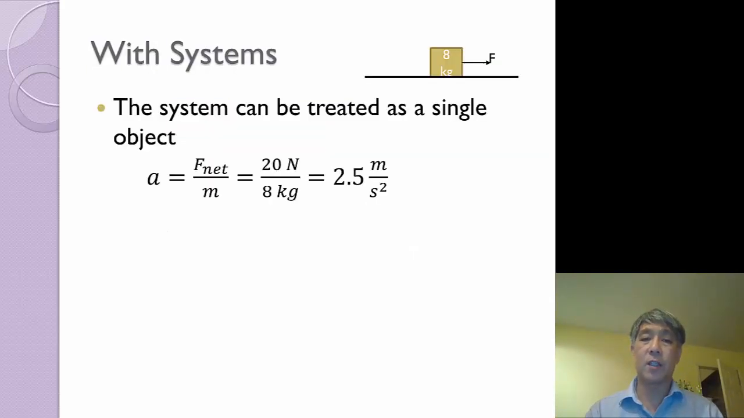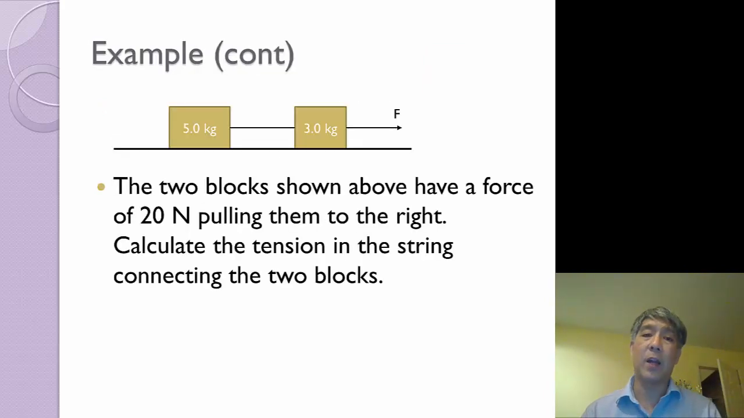So I'm going to treat it as a system. Here I take my 5 and 3 and combine them into one 8 kilogram block being pulled by that 20 newton force. My acceleration is simply going to be that 20 newtons divided by 8 kilograms, or 2.5 meters per second squared. And that's the acceleration of everything: the 5, the 3, and the combined 8.